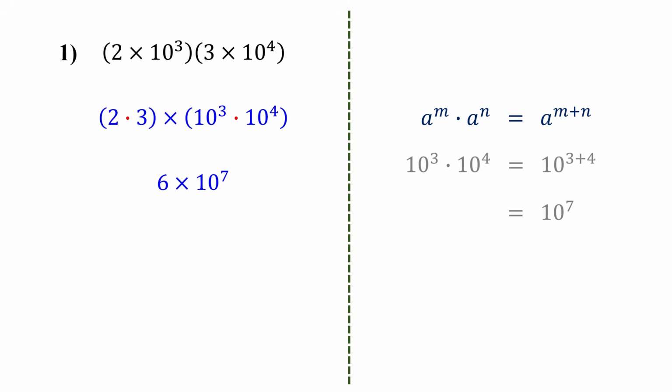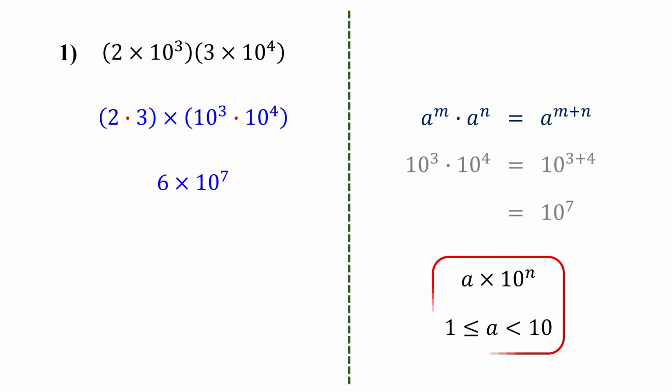But we're not done yet. We always need to check that our answer is in proper scientific notation. Remember, for any scientific notation, the number part must be greater than or equal to 1 and less than 10. Here, 6 meets that requirement. So 6 times 10 to the 7th power is already in proper scientific notation. And that's our final answer.